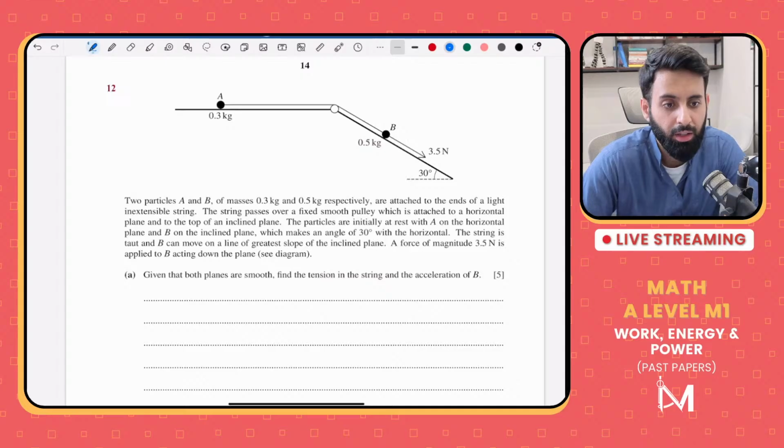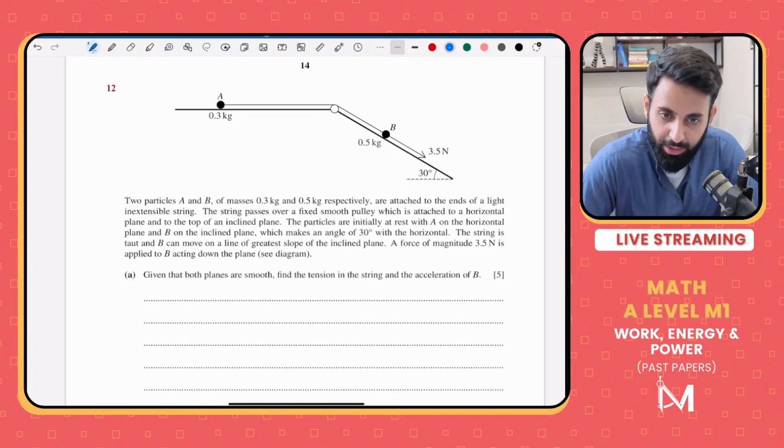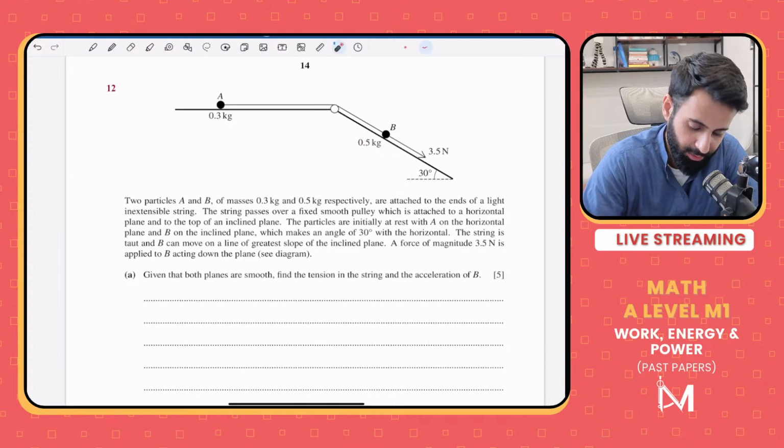The string passes over a smooth fixed pulley which is attached to a horizontal plane and to the top of an inclined plane, which makes an angle of 30 degrees to the horizontal. The string is taut and can move on a line of greatest slope of the inclined plane. A force of magnitude 3.5 newtons is applied to B acting down the plane. So there is an external force which is pulling it.